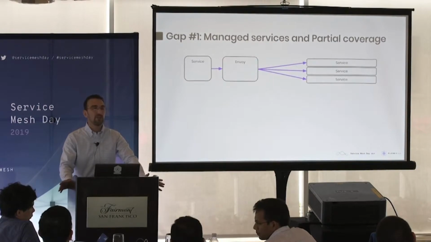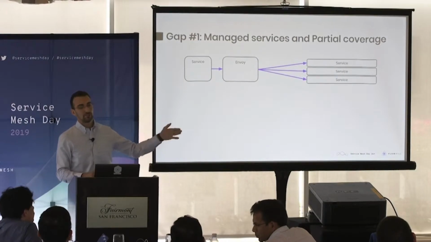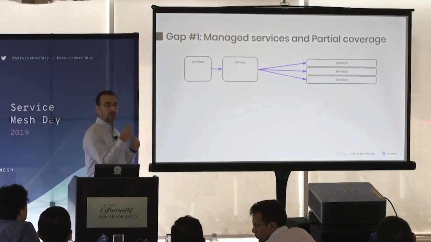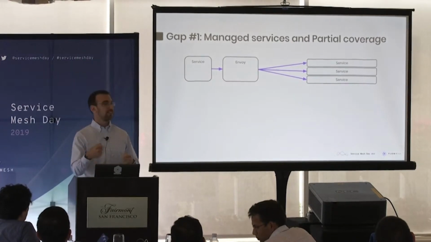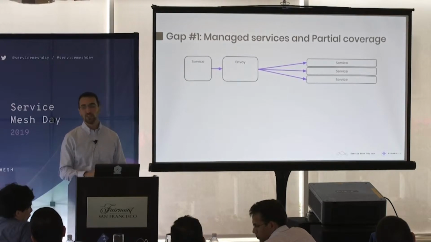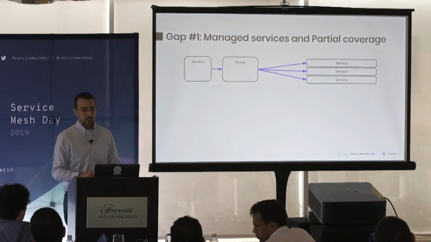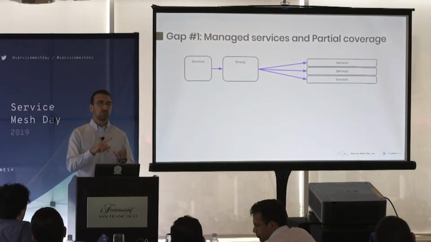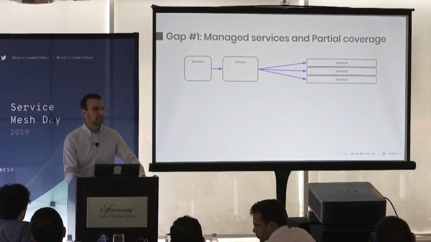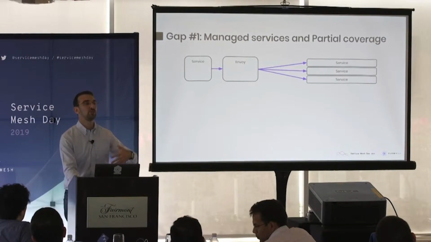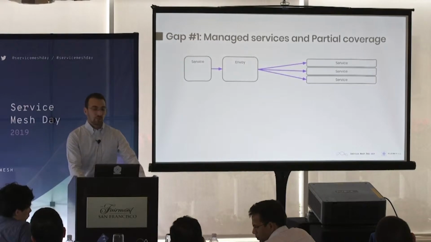So first gap, how do you handle managed services and partial coverage? In this case, you have your service, you have your Envoy proxy, and the upstream service that you're accessing might be external to you or not instrumented. For example, this could be your RDS database, or you're using Kinesis for message queues. You're using a credit card processor, or sending email via API or text messages and so on. We had AI companies use external AI services. What do you do then?